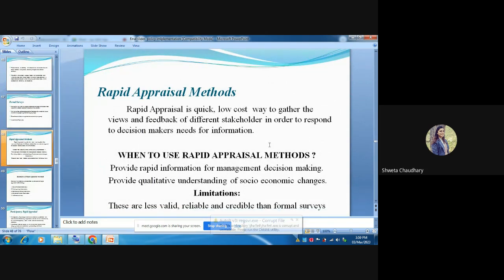Just going in that area and finding out their questions and giving the solutions there only. But this is a low-cost way to gather the views and feedback of different stakeholders in order to respond to the decision maker's need for information. But the limitation is that this may be less valid, less reliable. Sometimes people don't give the right information.